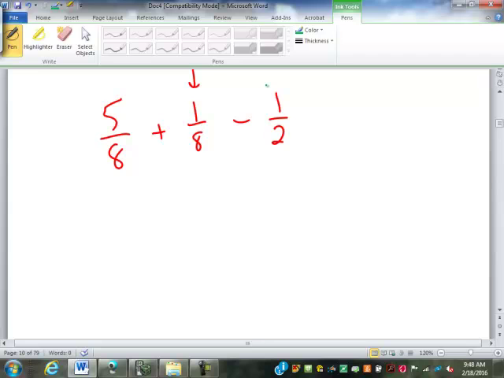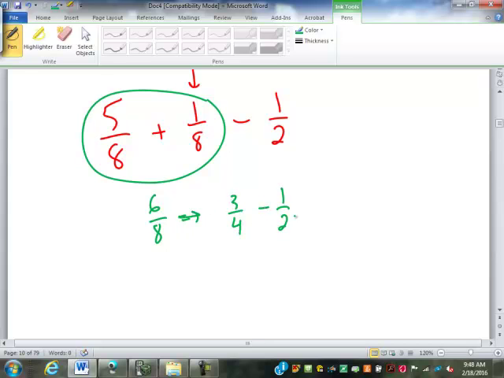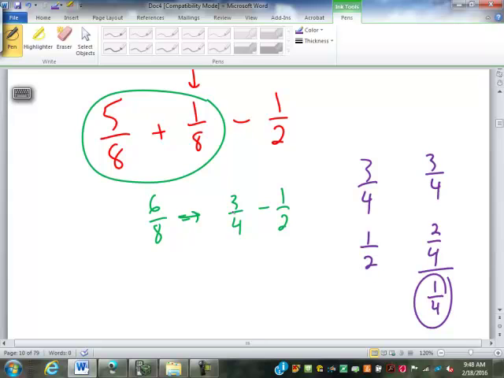You could find a common denominator for all of them. But at this point, there's something I can do that's a little simpler. 5/8 plus 1/8 is 6/8, which reduces to 3/4 minus 1/2. And then 3/4 and 1/2 both become 4ths. This is 3/4, this will be 2/4, give me 1/4. Many of you could probably look at 3/4 minus 1/2 and know that it's 1/4.